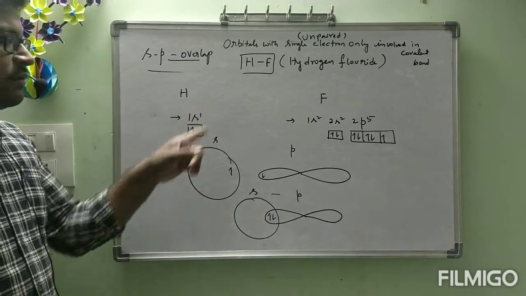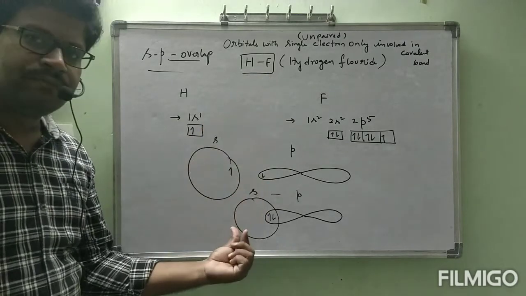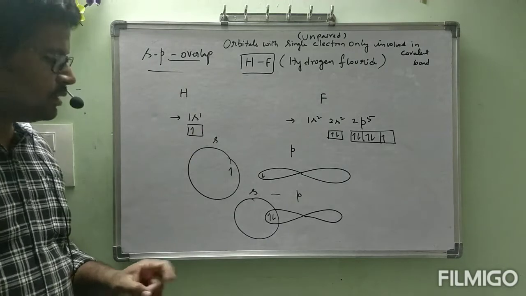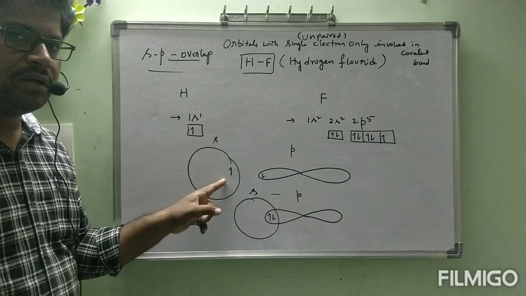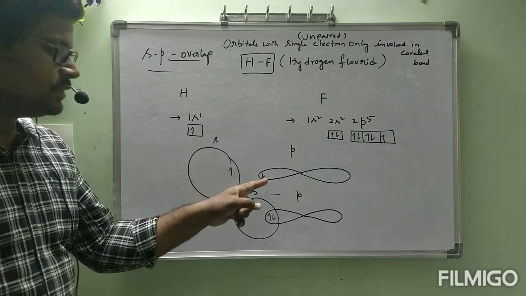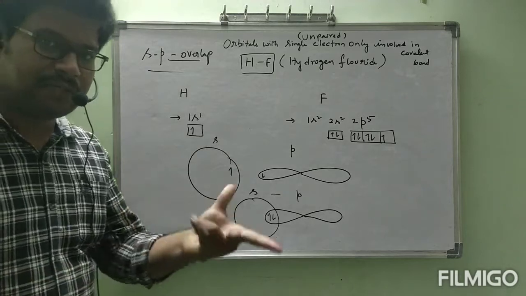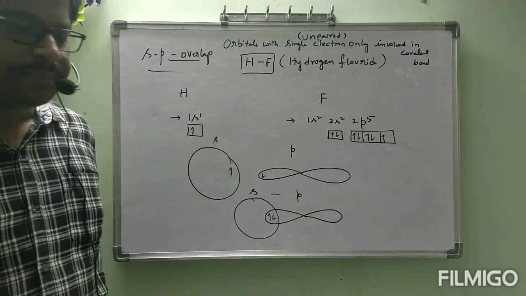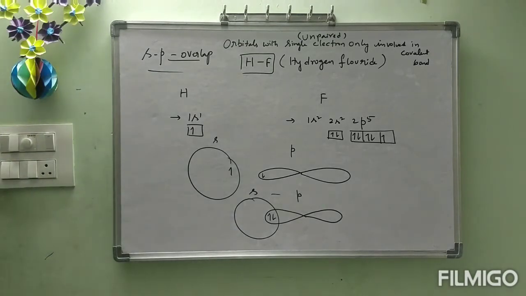The s orbital of hydrogen and the p orbital of fluorine are involved in overlapping. The type of overlapping is called sp overlapping. Opposite directions I showed because this electron has clockwise spin and this one has anti-clockwise spin. Both are said to be paired with each other because of opposite magnetic fields. In the previous class I told. Just note down the diagrams neatly, all of you.